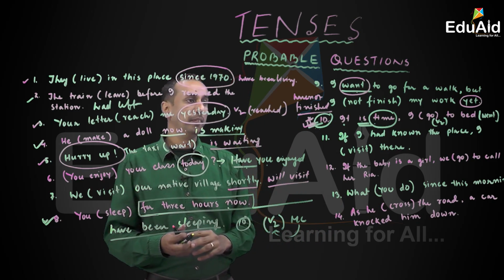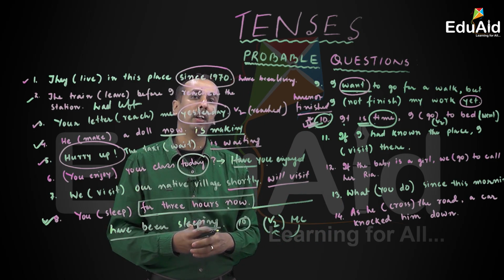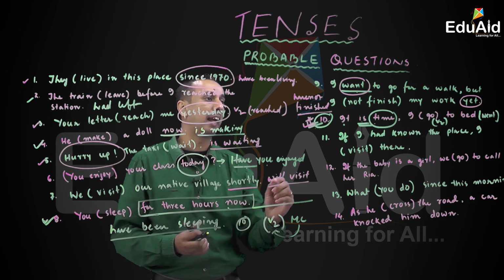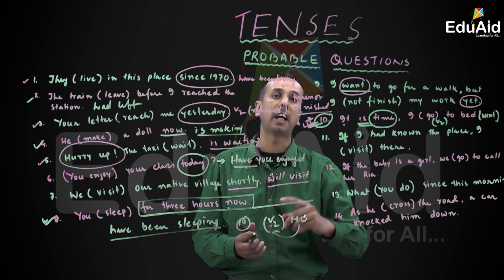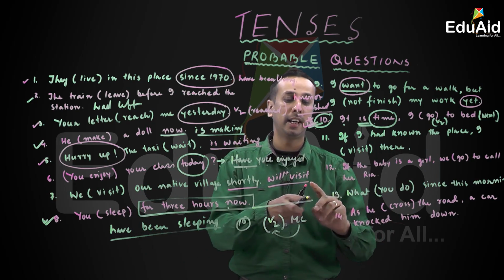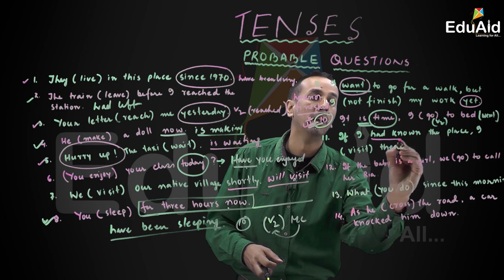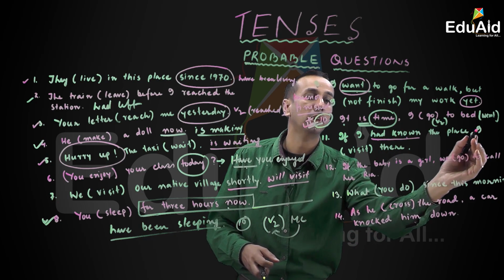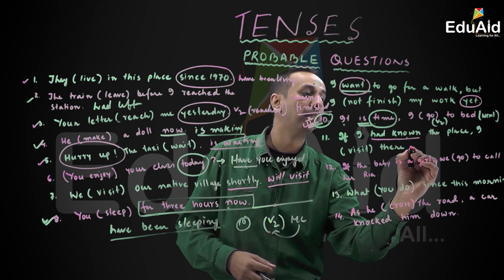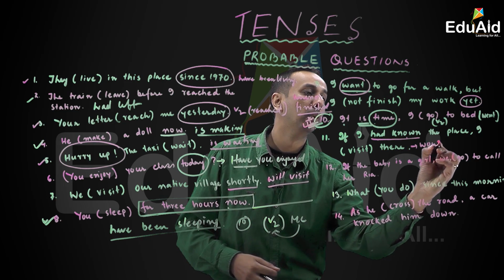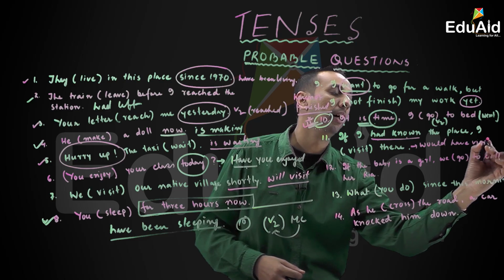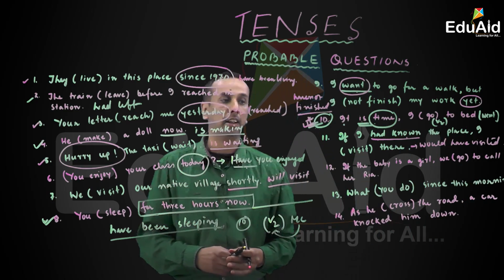Question number 11 is an example question of a conditional tense which we discussed. If I had known the place, conditional type number 3, if you could recall, if I had known the place, where we have "had known", meaning had plus V3. So as per the theory discussed, it should have been I would have visited there.